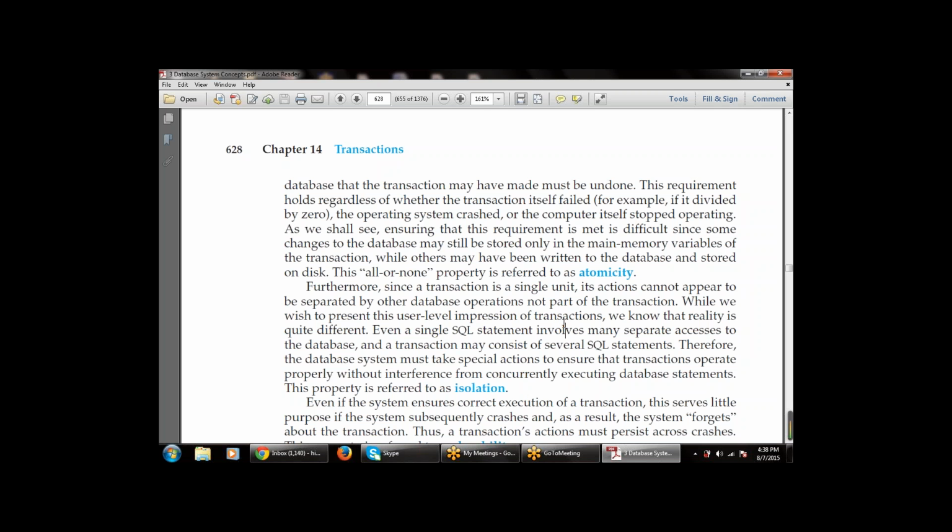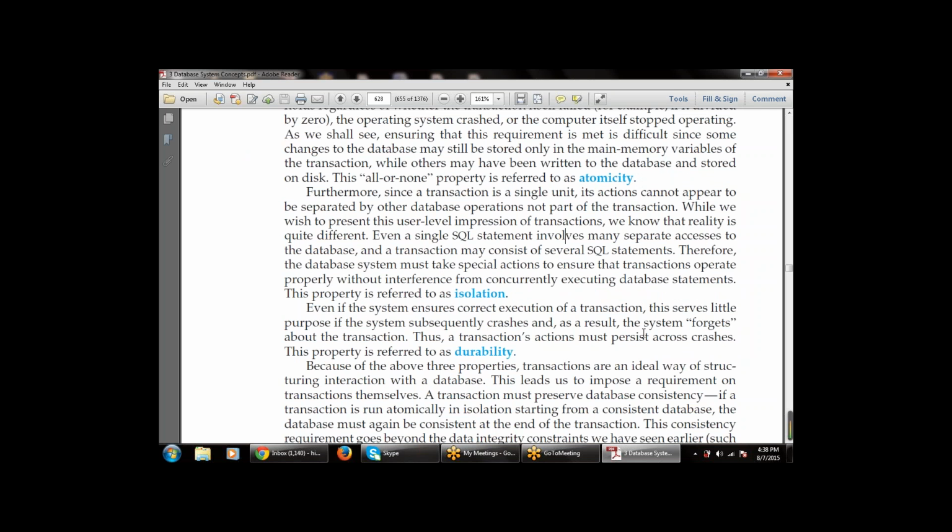Even if the system ensures correct execution of a transaction, this serves little purpose if the system subsequently crashes, and as a result the system forgets about the transactions. Therefore, a transaction's actions must persist across crashes, and this property is known as durability.